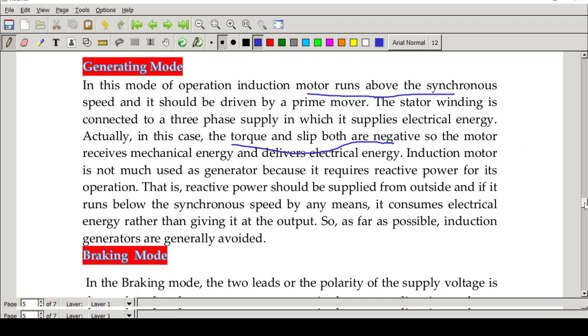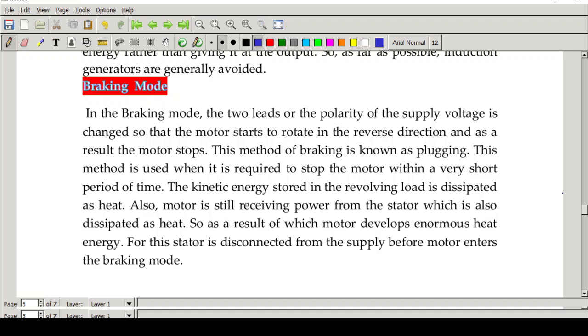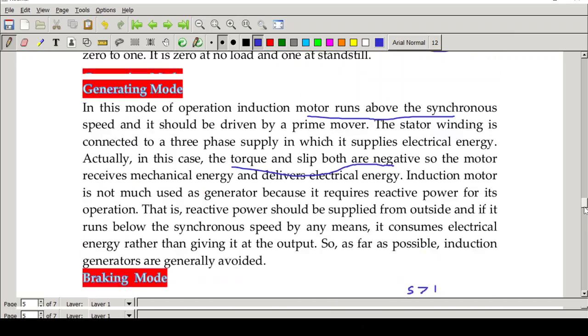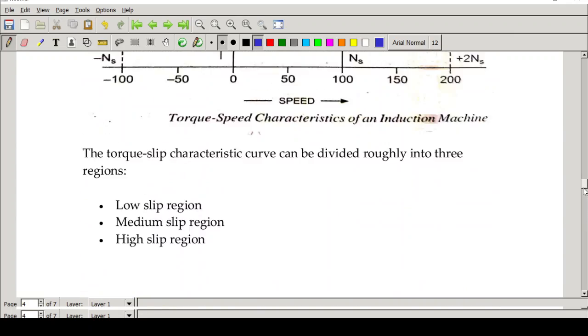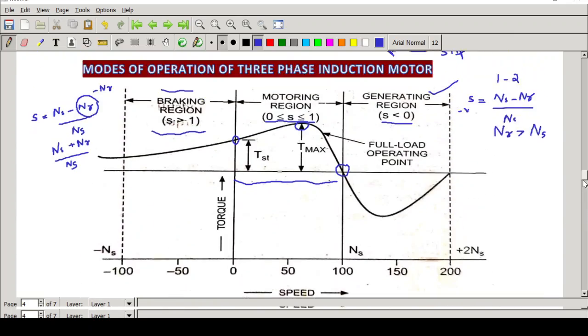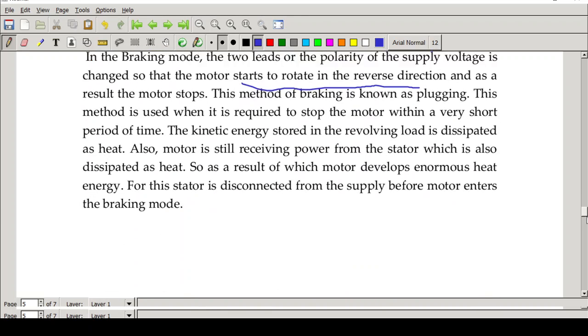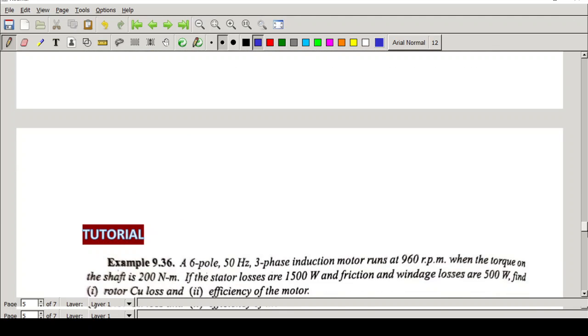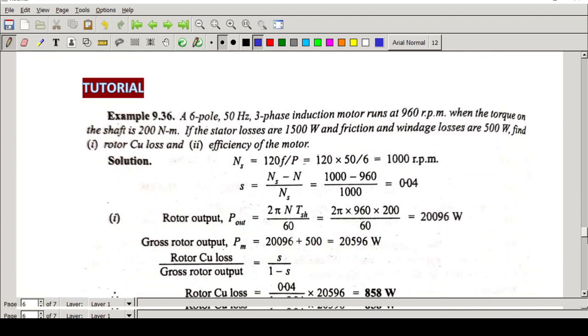And what about the braking mode? In the case of the braking mode, here we have to stop the motor, so we have to start it rotating in the reverse direction. Okay, and slip will be more than 1. Okay, this is what we have discussed using this particular relation or a particular diagram. So S will be greater than 1. Now based on this, we will try to work out two problems. Okay, so it will be more clear.